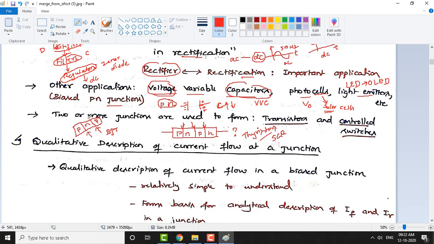Apart from that, there are other applications, like when we have more than one junction, we can use it as a transistor, the BJT, bipolar junction transistor. This is one of the most widely used devices. Here I've shown a PNP. There can be an NPN also, which has three regions: N, P, and N. You can also see that there are two junctions here.